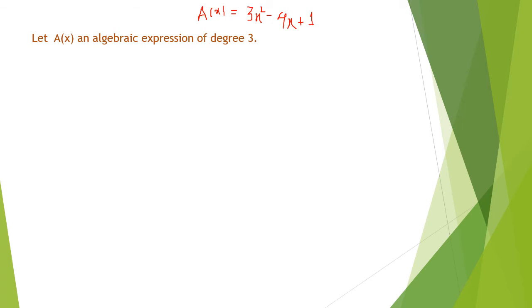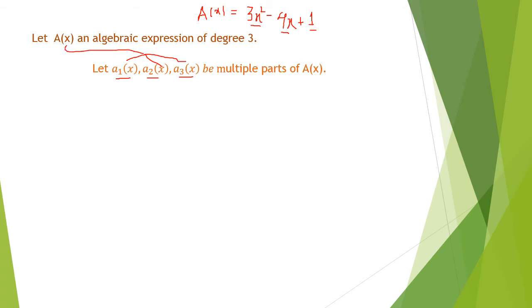Okay, now let us consider a(x) as an algebraic expression of degree 3, and let us consider that these are the multiple parts of this algebraic expression. Multiple parts means if we separate them, not in the sense of separation by the operators, like 3x is one part, 2x is another. No, it's not like that. It's a different part. What is that different part? You will understand later on. Right now, just understand these are the three different parts of a(x), acquired from a(x).